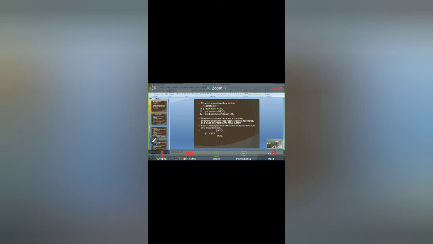Renal compensation and correction, how can it happen? Excretion of protons, recovery of the bicarbonates, generation of the bicarbonate, synthesis and secretion of ammonia. These are the ways by which renal compensation and correction can occur. Metabolic acid-base disorders are usually compensated by the respiratory system, and respiratory acid-base disorders by the renal system. The renal system plays a vital role in correction of metabolic acid-base disorders. Okay, we finish this chapter.